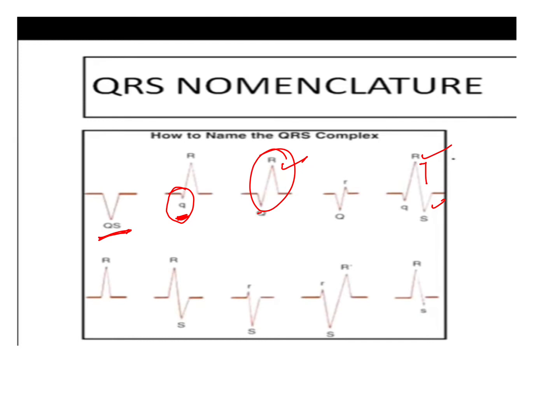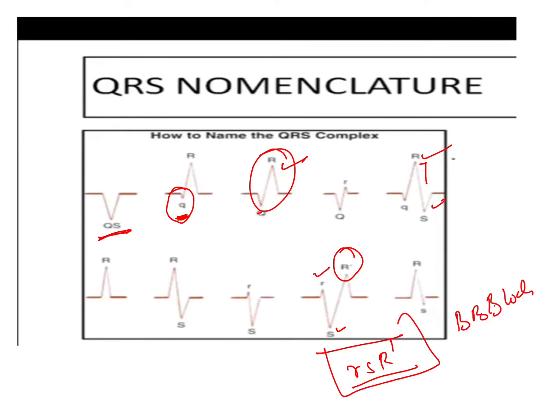There are instances where we see a first positive deflection, that is the R wave, thereafter a negative deflection, that is the S wave, and again another positive deflection in the QRS complex. We call it R dash or R prime, and we write it as an RSR dash pattern or RSR prime pattern. It is usually seen in bundle branch blocks. I will discuss bundle branch blocks in my subsequent lectures.